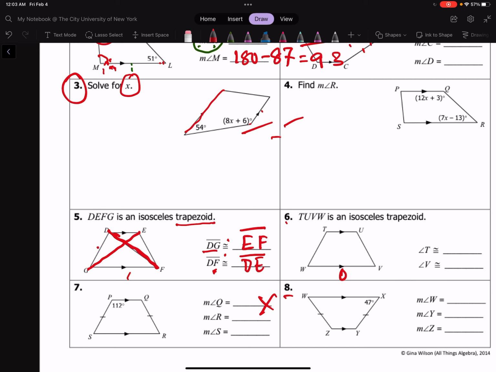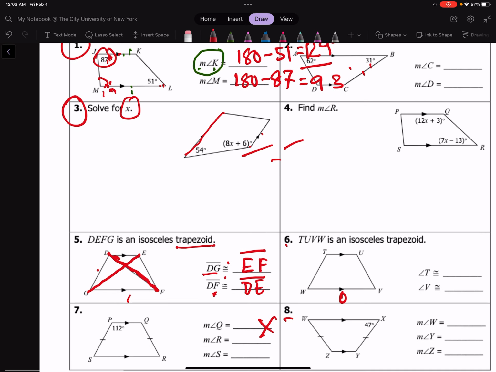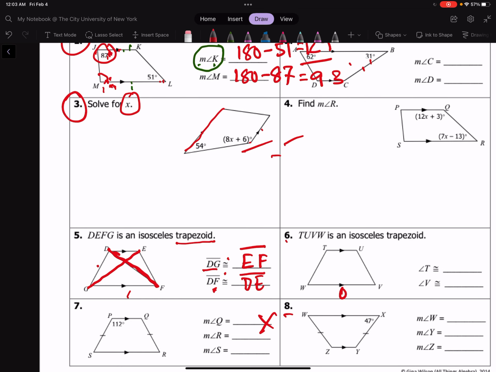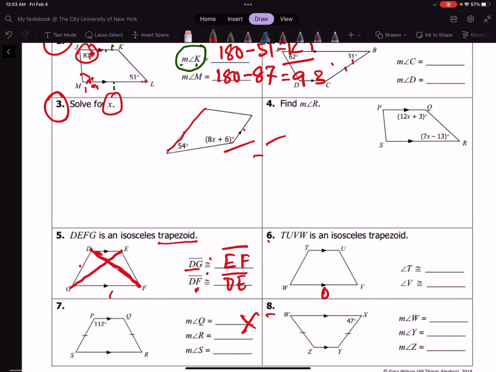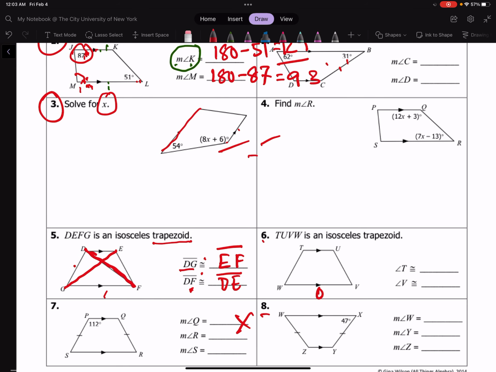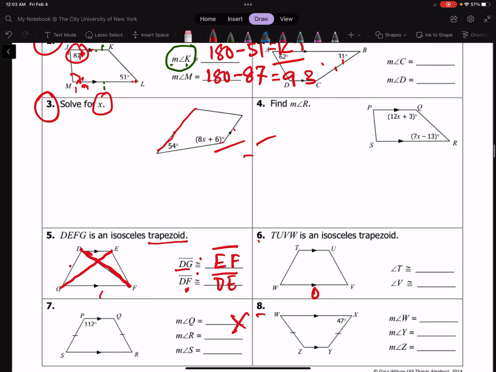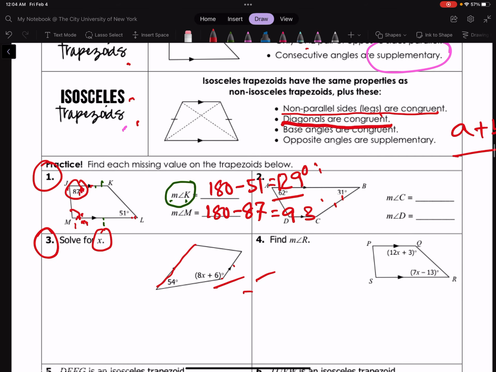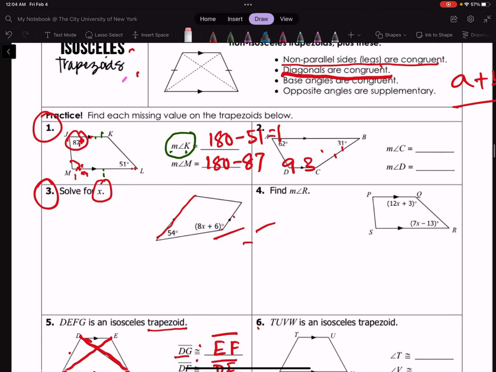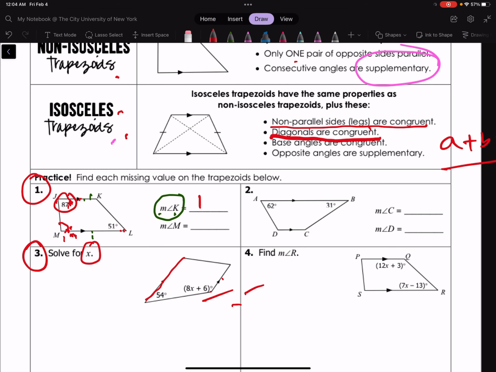So basically I wanted to show you how to find the missing angle and the congruent sides. So let's now practice some isosceles trapezoid and non-isosceles trapezoid. We are still on page 19, and let me erase them so it becomes clear. So pause the video and try number 2.